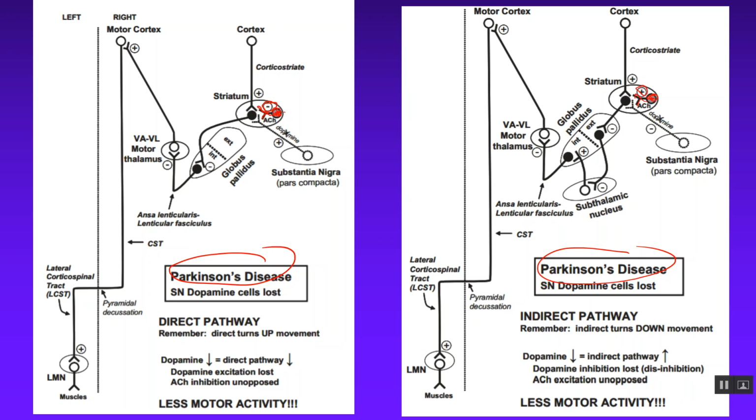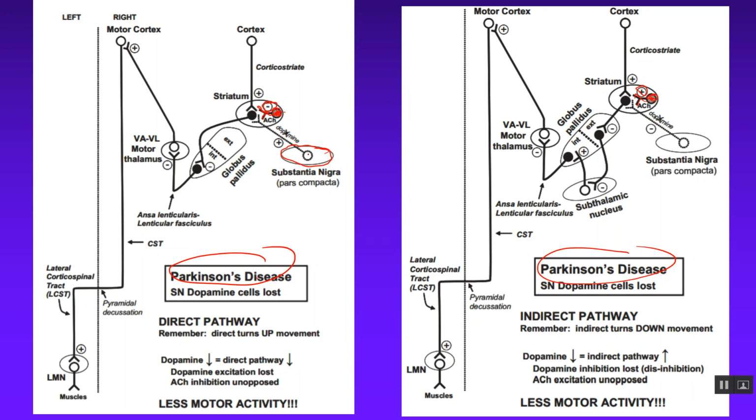I'm just pointing it out because it's in the picture. We're not worried about it with Parkinson's disease. We will be worried about it when we get to Huntington's disease, okay? So for right now, you can ignore that. But just understand that there's some acetylcholine interneurons in the striatum that also influence the direct and indirect pathways. But right now, they balance each other out. Don't worry about them, okay? So right now, all we're worried about is dopamine. We're worried about the substantia nigra.